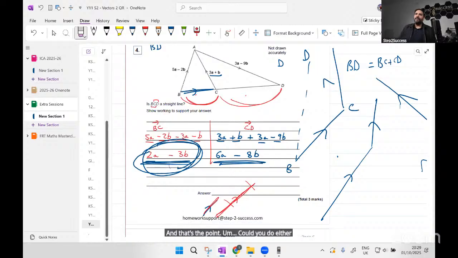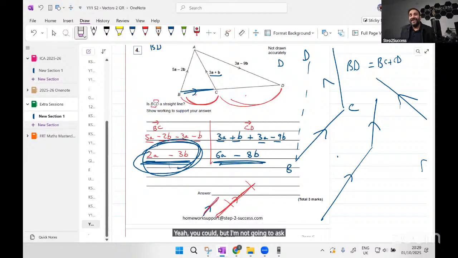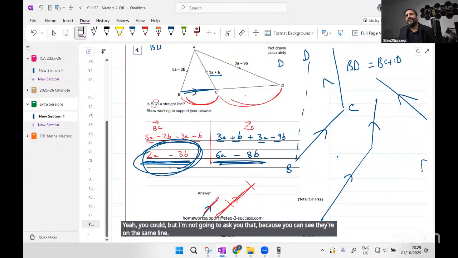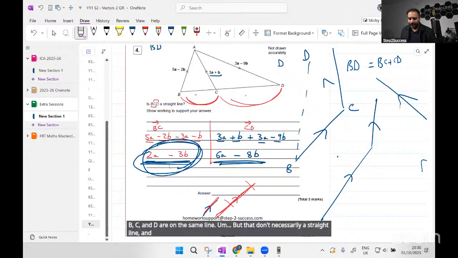Could you do what I did? The question asked, are they on the same line? Yeah, you could, but they're not going to ask you that because you can see they're on the same line. So why would they ask you? You can see they're on the same line. B, C, and D are on the same line, but they're not necessarily a straight line, and that's what you're trying to show.